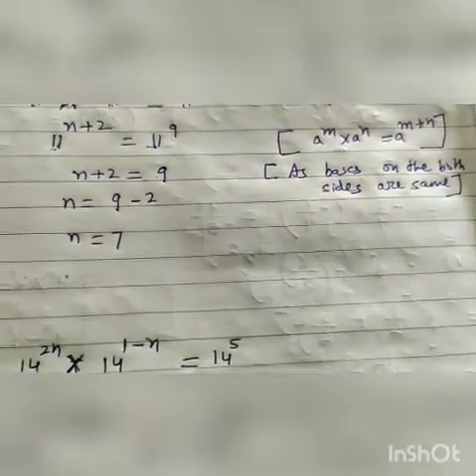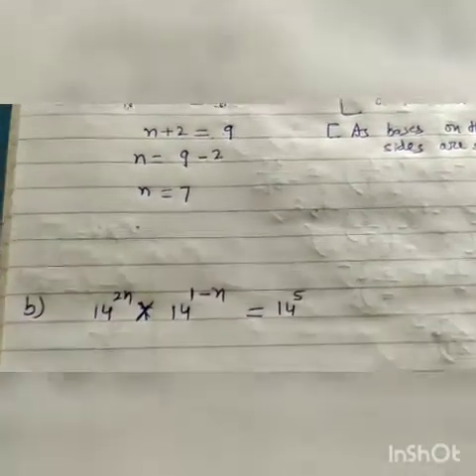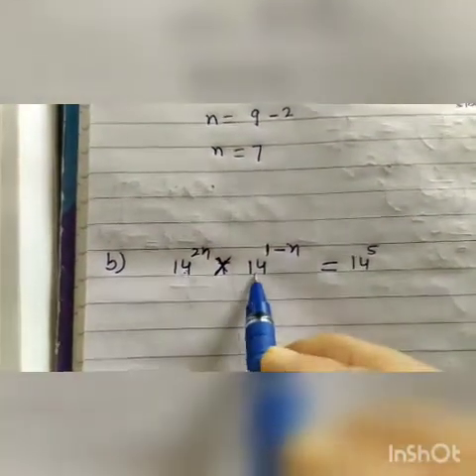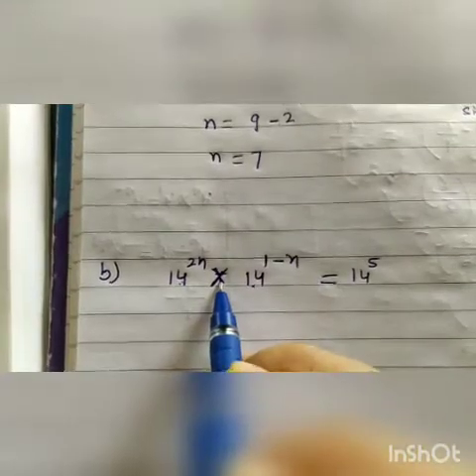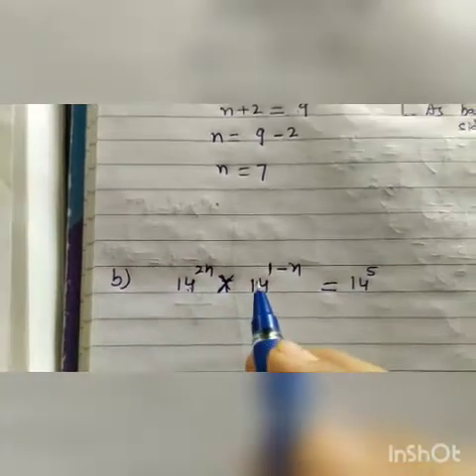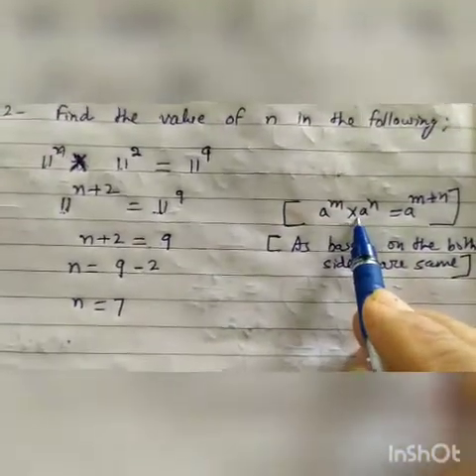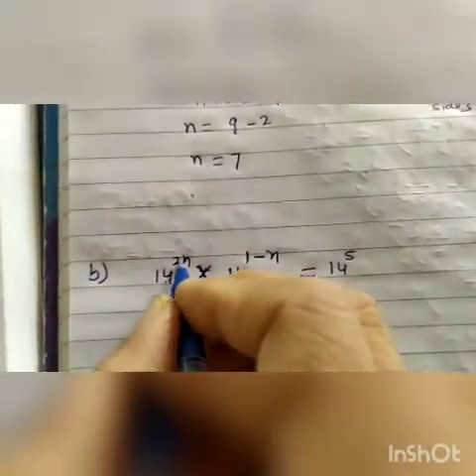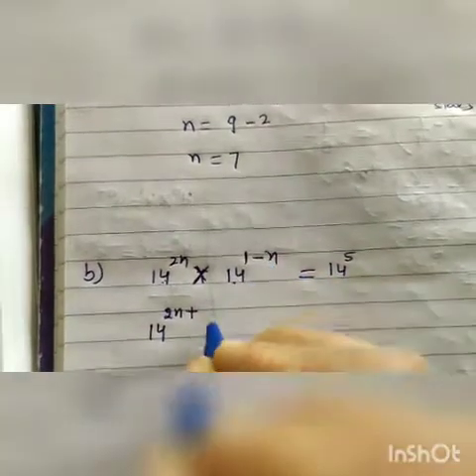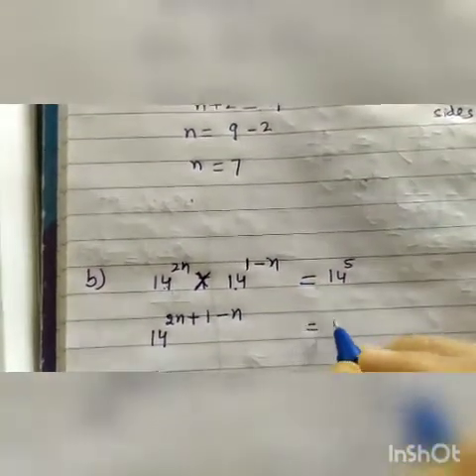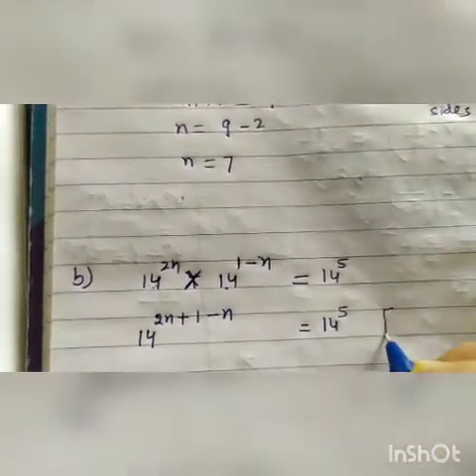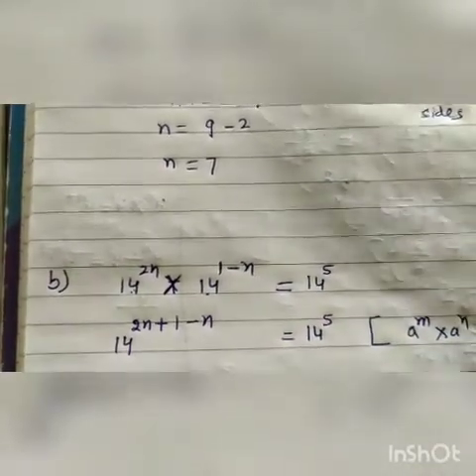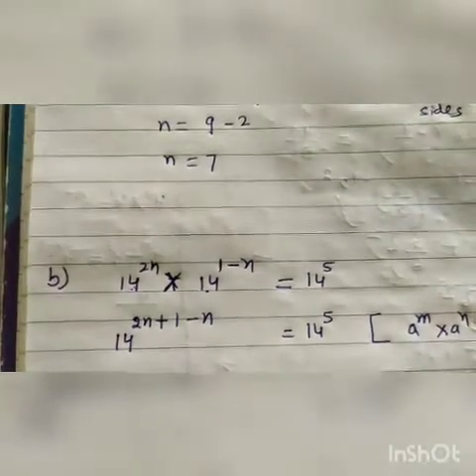Clear? Now come to B part. Again in B part, both the bases are same and there is a multiplication sign. So again we will use this product law of exponents and we can write it 14 power 2n plus 1 minus n is equal to 14 power 5. We will write the rule a power m into a power n is equal to a power m plus n.